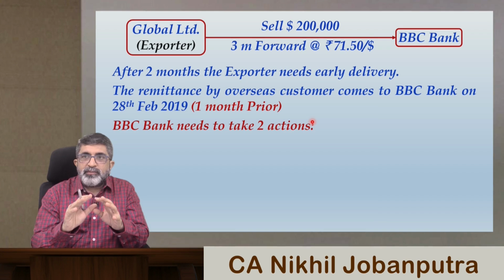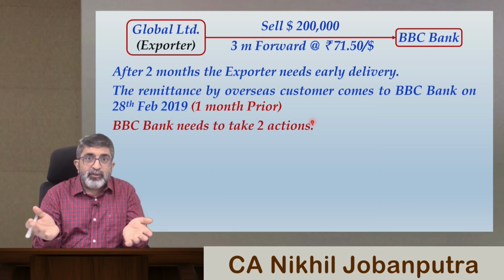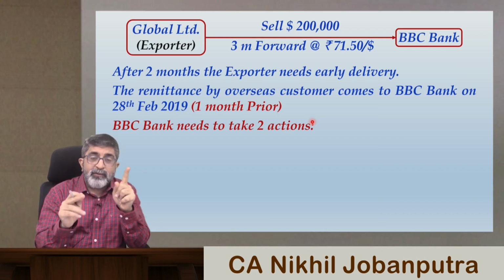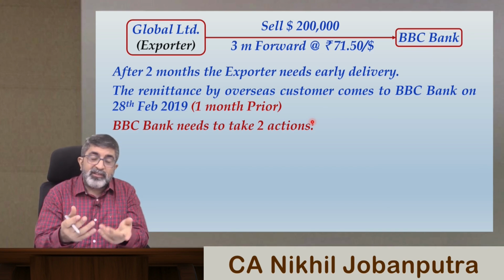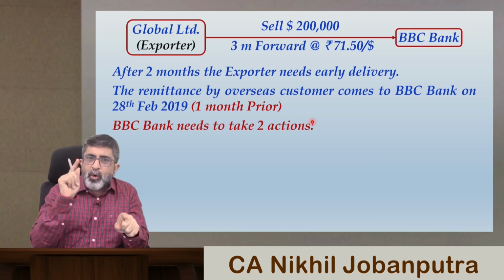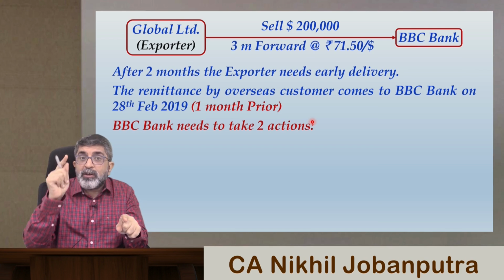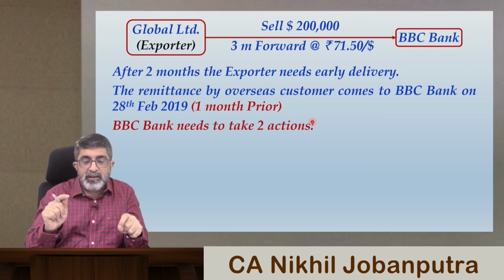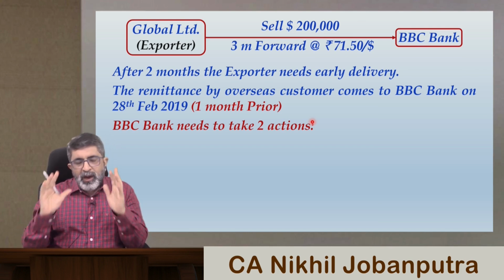Now it cannot just automatically square off the same original contract without performing additional actions, because the original contract was not supposed to be settled on 28th February 2019. The original contract was supposed to be settled on 31st March 2019. So what will happen? Understand logically.